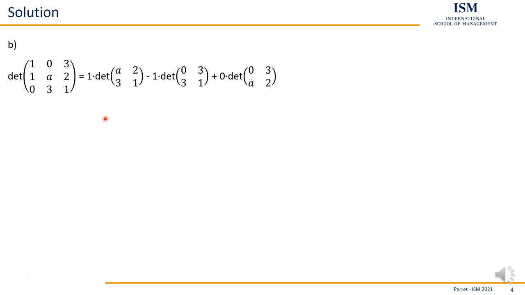Well, first off, we select one row or column with as many zeros as possible. If we take a look here, we actually have a few possibilities. We could go with the first column, third row, first row, or second column. I will start simple and select the first column here. Then I'm going to note all the entries in the column or row I selected. So I'm noting here the 1, this 1, and this 0.